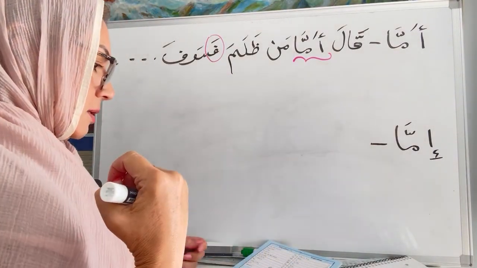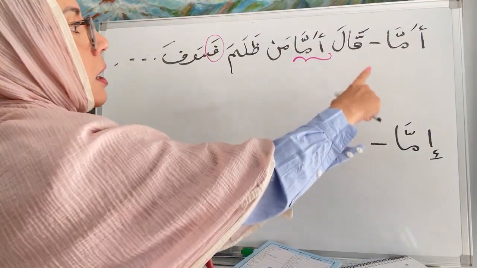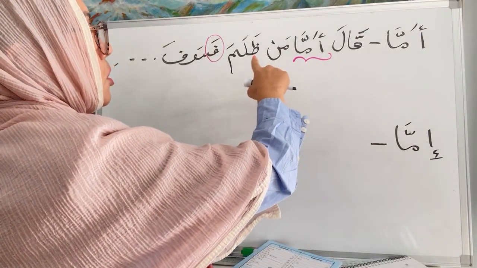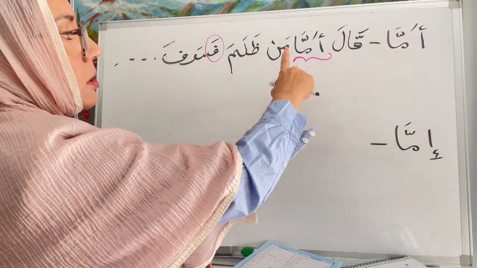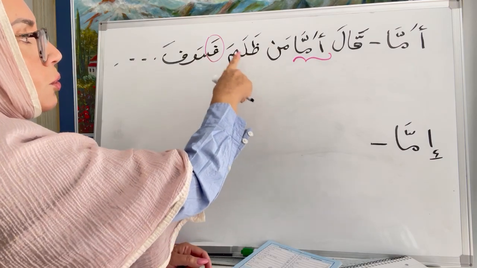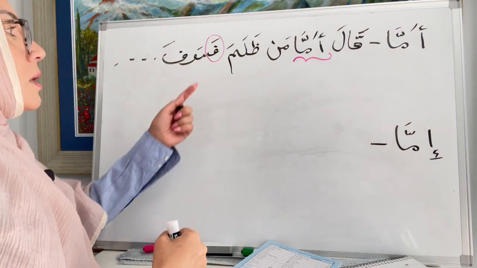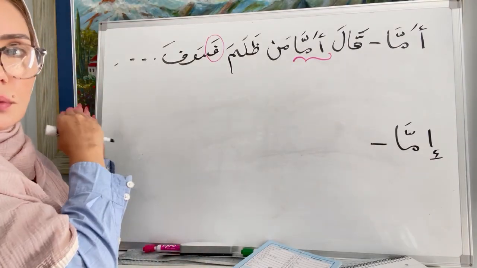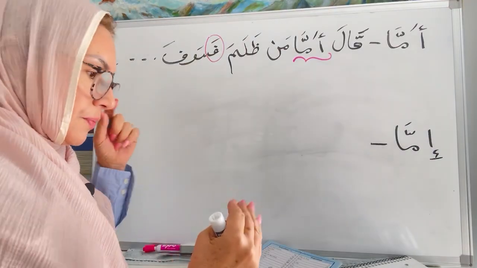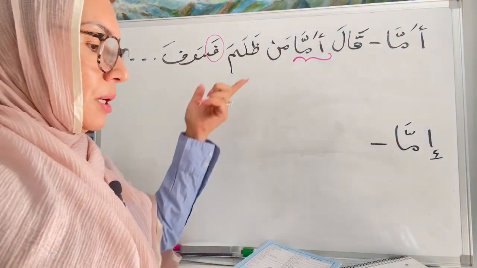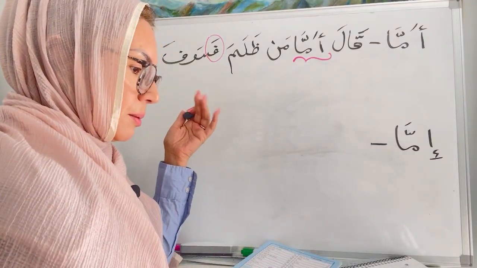Amma meaning as to, as far as. قال أما من ظلم فسوف. He said, as for the one who is unjust, then soon, he will dot dot dot. So the example is amma, meaning as for. Now the second one is imma, meaning either, or. So those are all the meanings here.